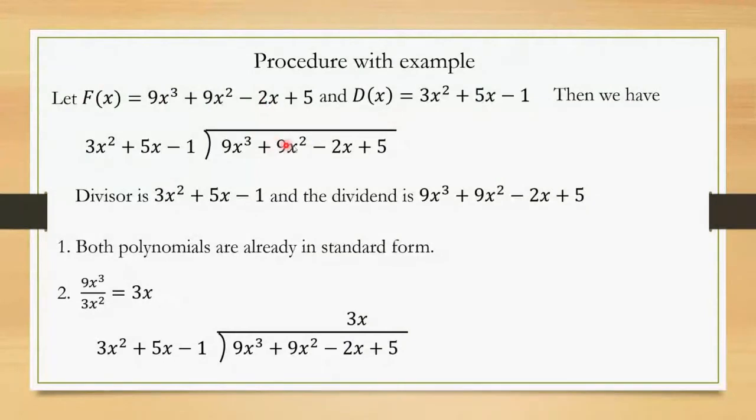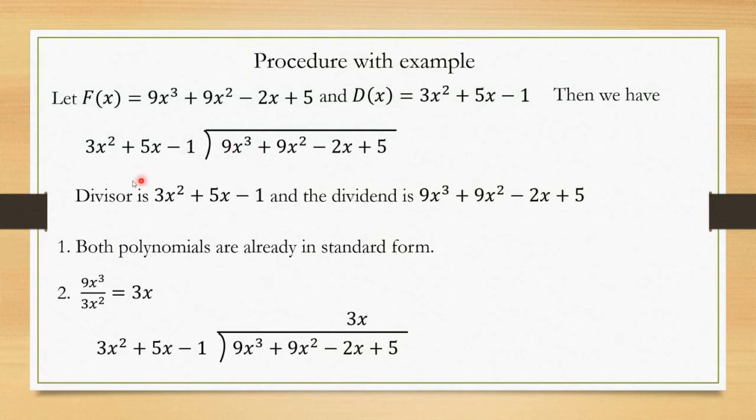So this is our dividend. This is our divisor, as you can see. Again, as I said, they're both already in standard form, which is good, and neither one is missing any terms. Okay, so from here, we divide the leading term of the dividend by the leading term of the divisor.